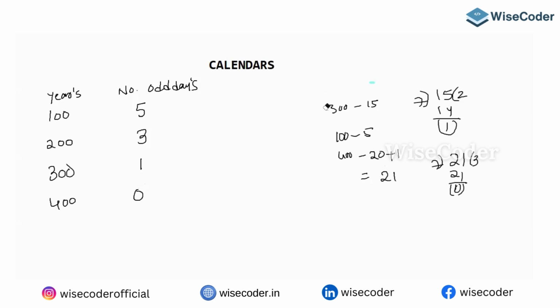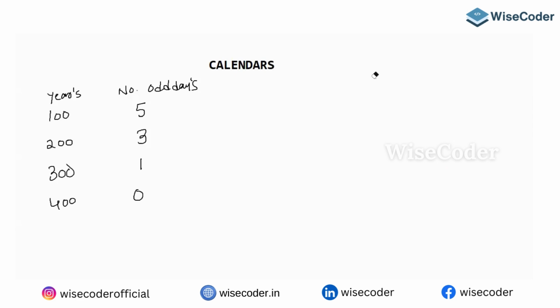So the point is this: every 400th year will have 0 odd days. The next 0 odd days will come on 800, next will be 1200, next will be 1600, next will be 2000, next will be 2400. So every 400 years will have 0 odd days.